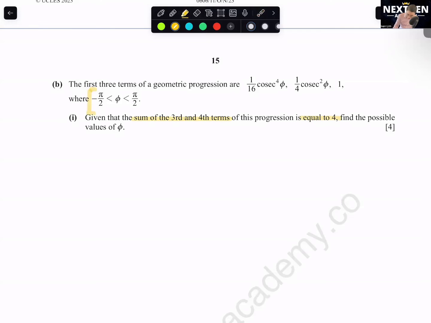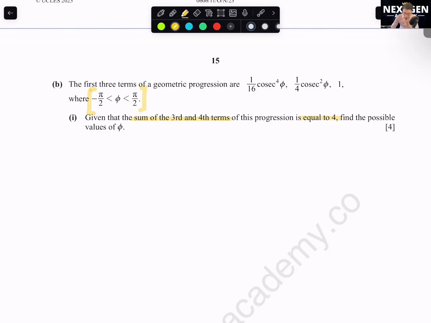Look here also, your angle is from negative pi over 2 to pi over 2. I find this question a little bit tricky. It's a 4-mark question. So what do we need to find first? They said sum of the third and fourth term. So can I just take third term plus fourth term?